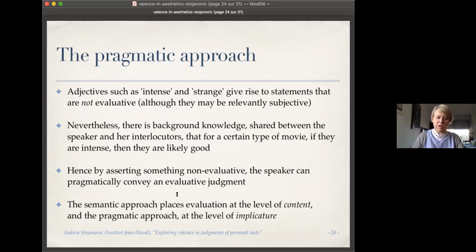So the difference between the two approaches is that the semantic approach tries to get evaluation at the level of content, at the level of what is expressed, whereas the pragmatic approach does everything at the level of pragmatic implicatures, namely what is conveyed.